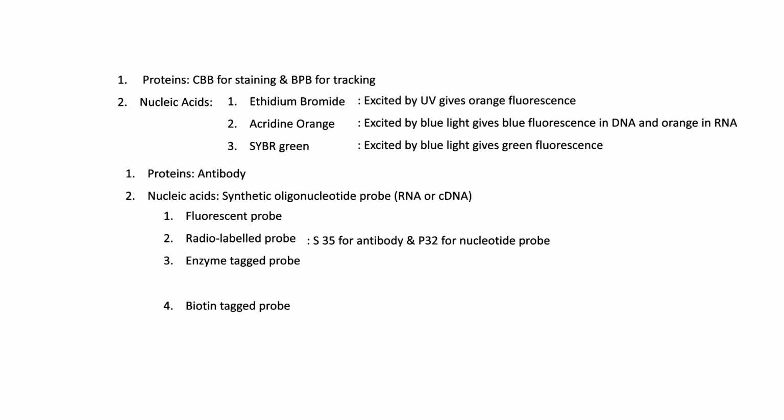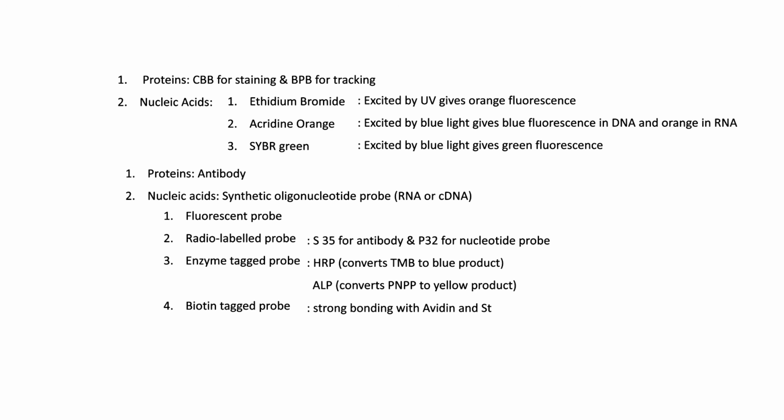And enzyme tagged probe, there are two important enzymes. HRP converts TMB to blue product. Alkaline phosphatase, that is ALP, converts PNPP to yellow product. HRP stands for horseradish peroxidase. TMB stands for tetramethylbenzidine. ALP stands for alkaline phosphatase, and PNPP stands for para-nitrophenyl phosphate. So these are the enzyme tag probes. Biotin tag probe has a very strong bonding with avidin and streptavidin.